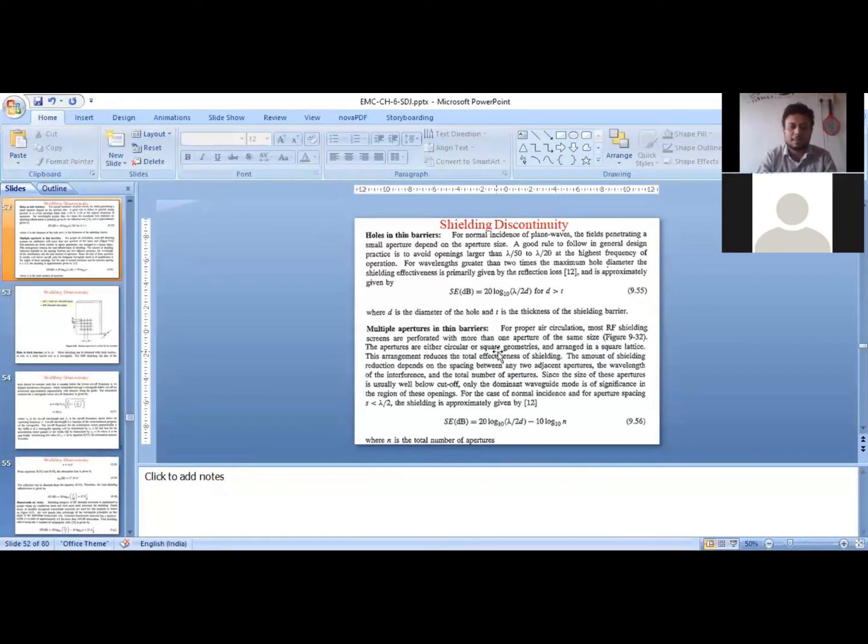Then if I have multiple apertures in the shielding barrier, what will happen? A lot of energy may leak through those holes, and that is not desired. The shielding effectiveness depends on the spacing between the two holes, the diameter of the holes, and many other factors which decide the shielding effectiveness. So shielding effectiveness for multiple holes is given by this. It is very similar to single hole shielding effectiveness. Only this factor is added, because over here we have n number of holes. So n is nothing but the number of apertures on the perforated shield. So this is for n holes and this is for a single hole.